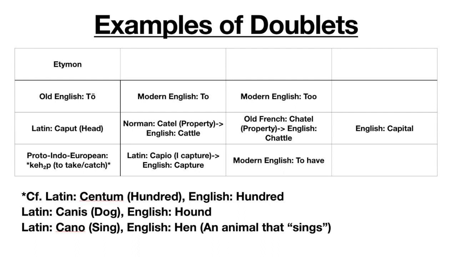However, we can sometimes have doublets that come from two different sources that can be quite different. For example, the word head and the word capital ultimately come from the same source. The word have and the word capture ultimately come from the same source. So you could say that those are doublets because they have the same etymon, the same parent word that both of them come from.